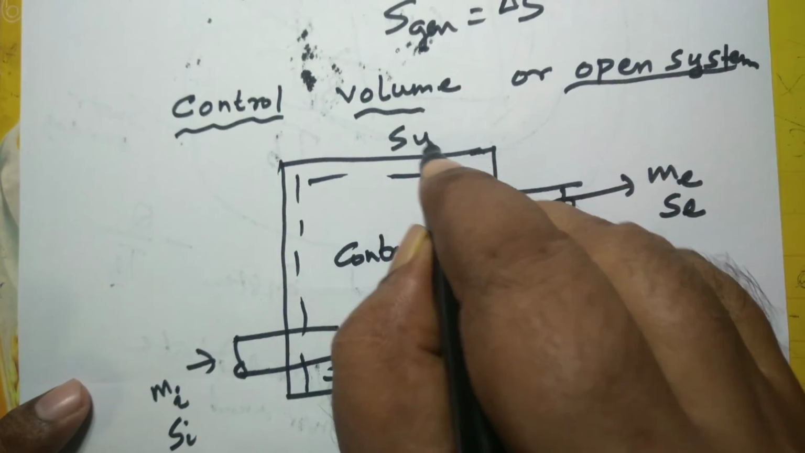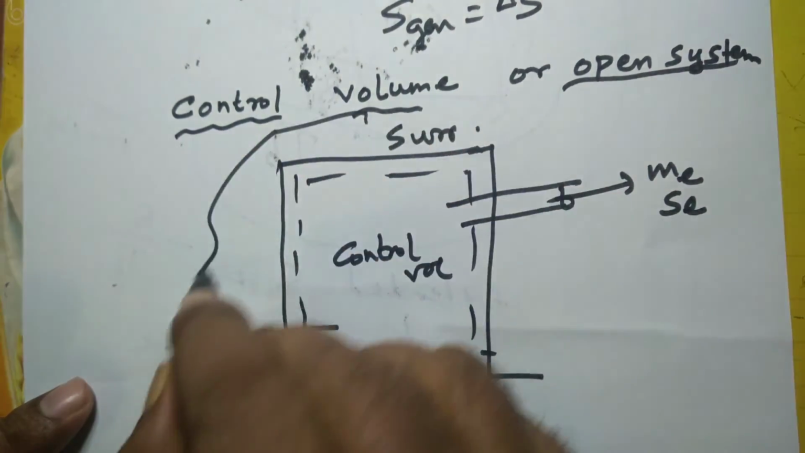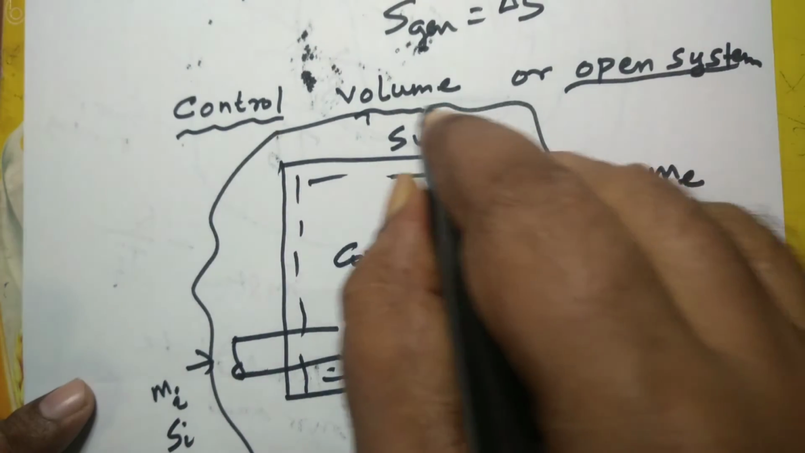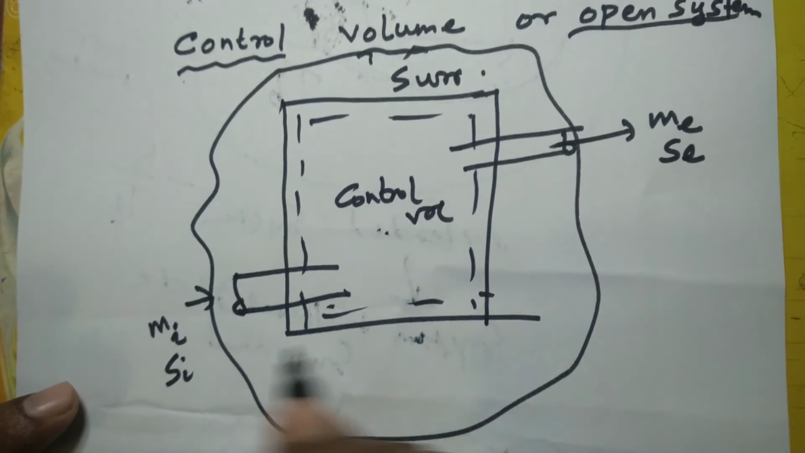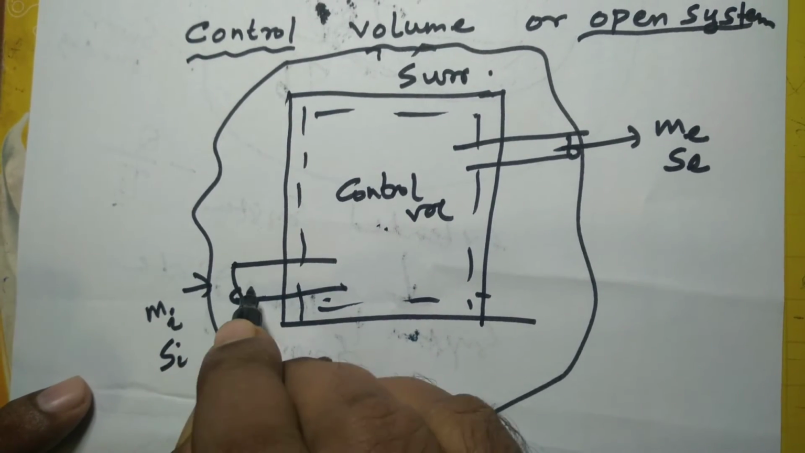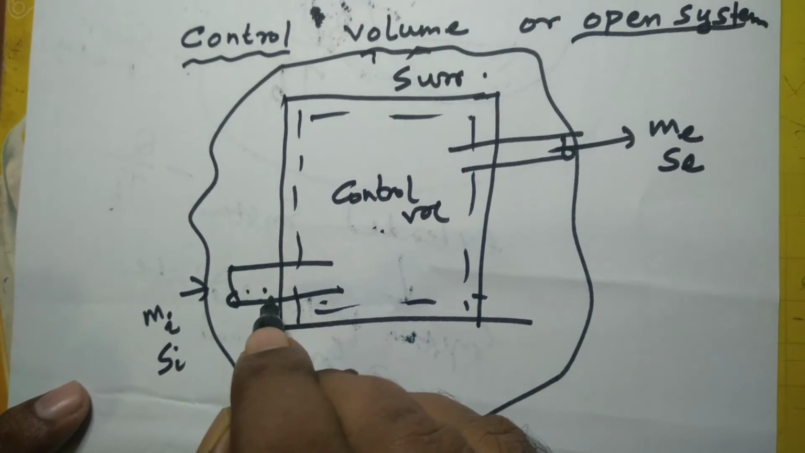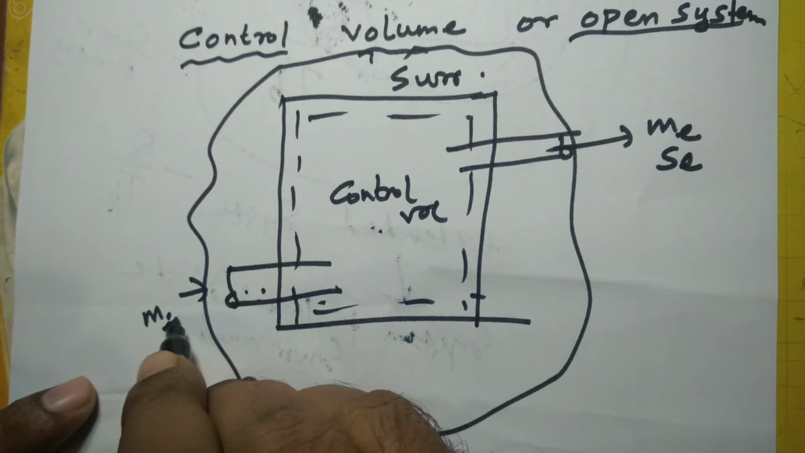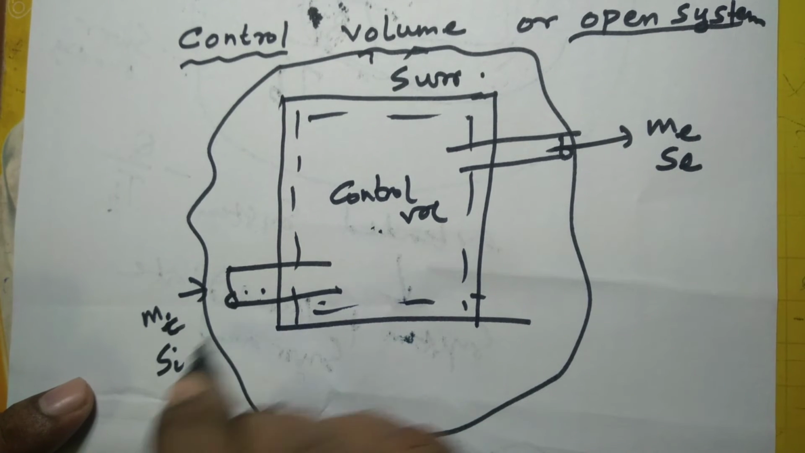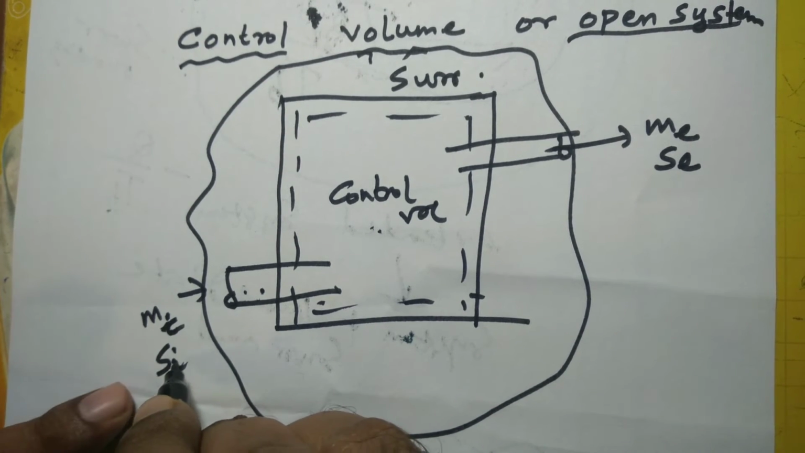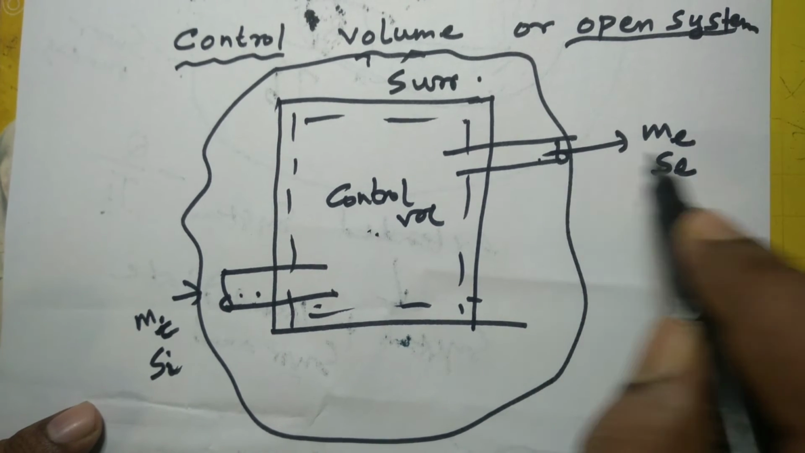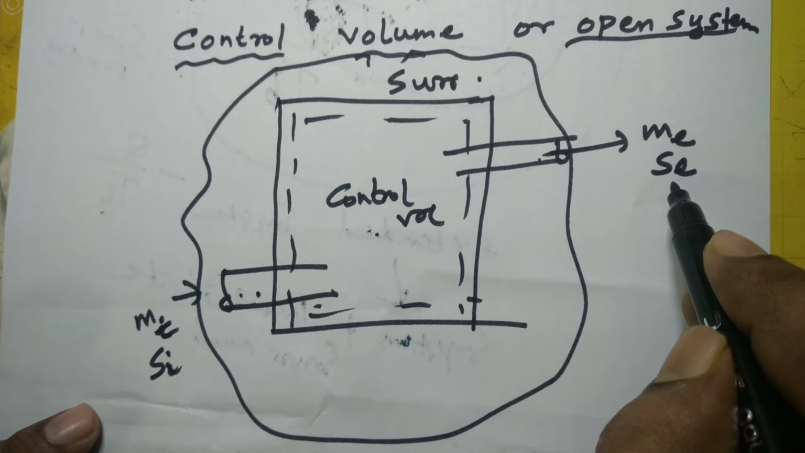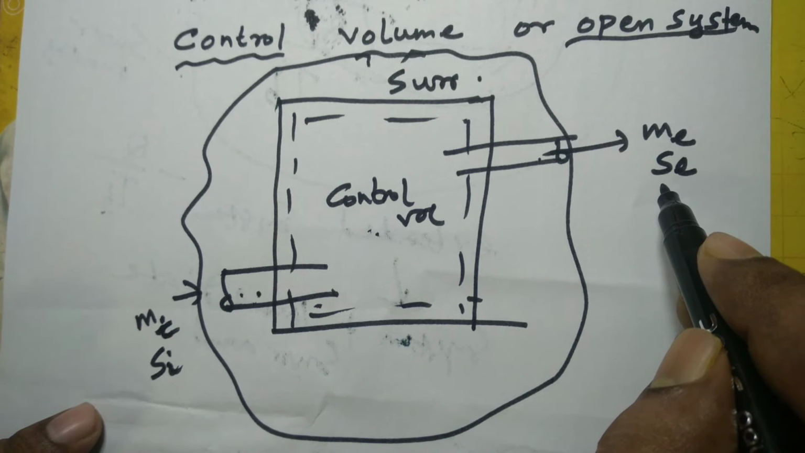And this is your surrounding. So this is your open system. Suppose whatever mass enters into this control volume or open system, Mi is the mass that enters in a single stream and Si is the specific entropy of that mass, and Me is the mass that leaves the control volume with specific entropy Se.